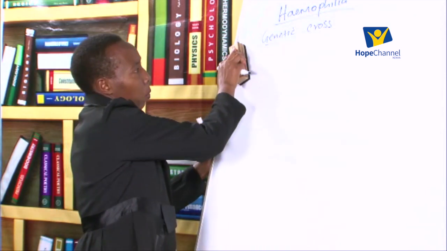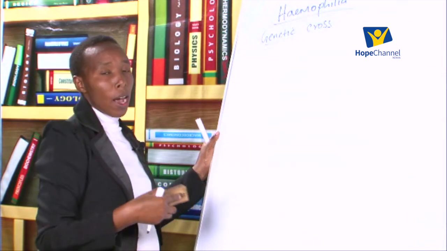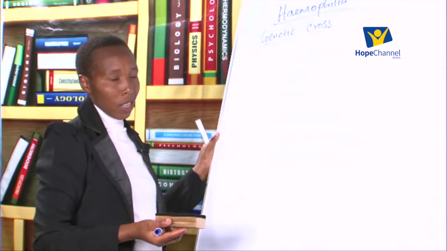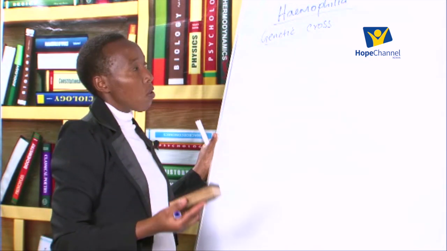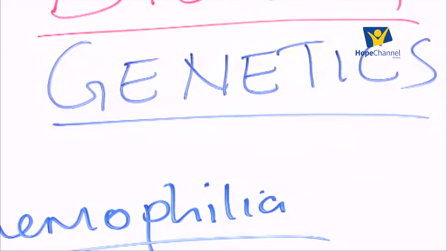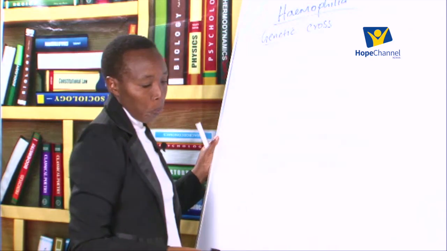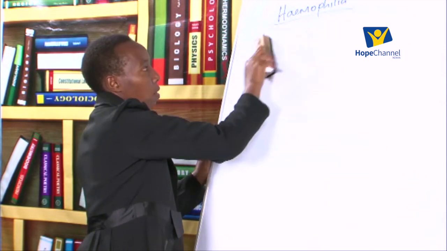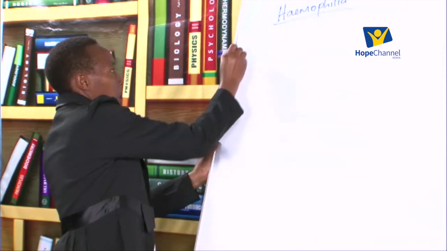Now, we want to do a genetic cross of various examples to show how hemophilia is inherited. Remember, we are discussing genetics, the study of variation and inheritance. So in a way, we are discussing some of the characteristics that we inherit. And I'm giving an example of hemophilia, which is a sex-linked gene that is carried on the sex chromosome. Now, we want to give an example.